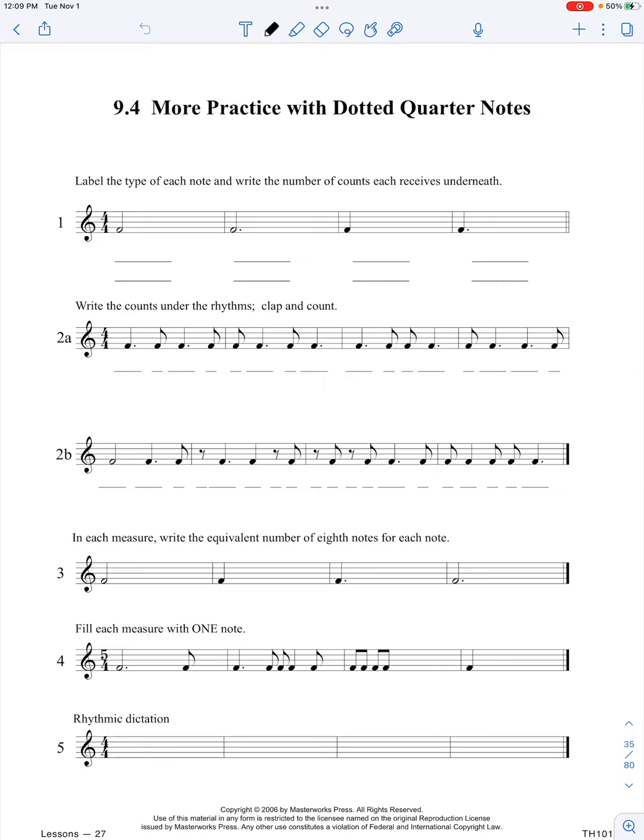Today we're going to be working on 9.4, more practice with dotted quarter notes. So we're going to be reviewing rhythms that we've learned earlier in the semester, and then work on counting those rhythms, since this is a newer and a little bit more complex topic. So the first thing that we're going to do is a quick review over the number of counts and the types of notes that are written below under number 1.